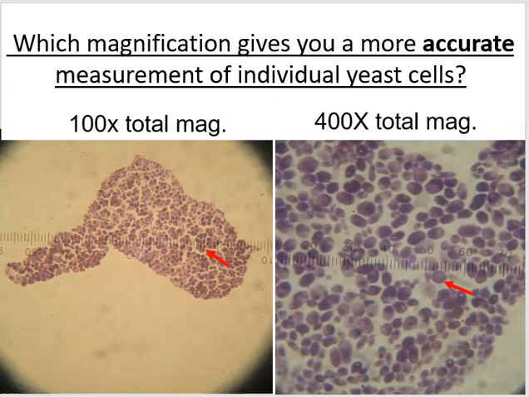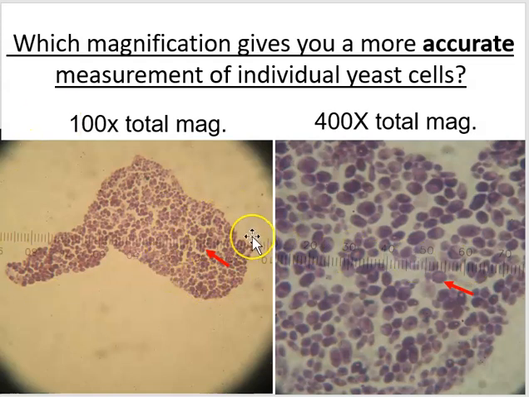We can take a look at this one with an actual specimen. These are some yeast cells, and here we've got the 10x objective dialed in, so 100 times total magnification, and this one over here where you're looking at it 400 times total magnification. Which of these do you think is going to give you a more accurate measurement? This one, you can see the cells.